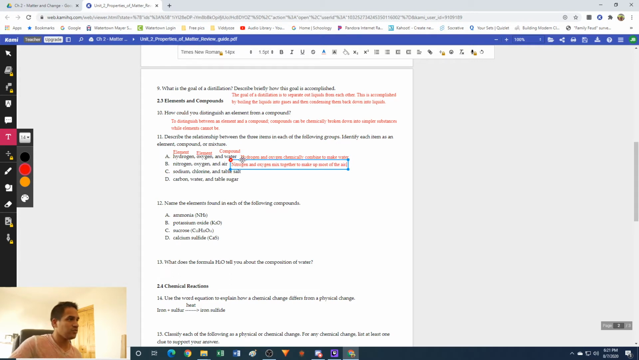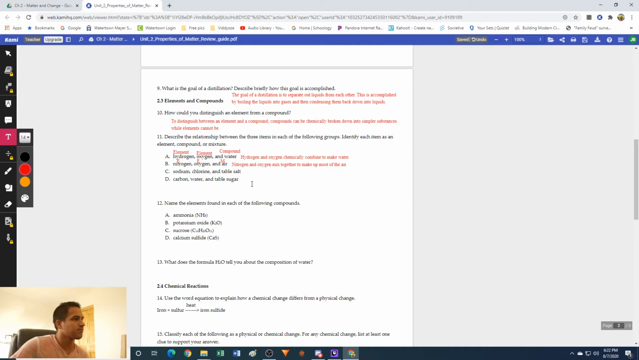And then as for each one, we have a little bit of space, so I'll just kind of write it above. So nitrogen will write E for element, oxygen will write E for element, and air we will write capital M for mixture. Okay, because it is a mixture.